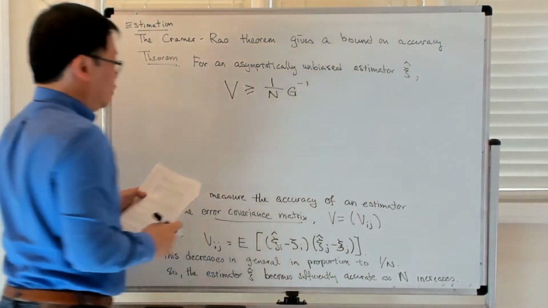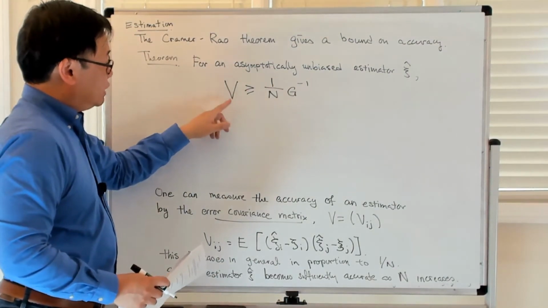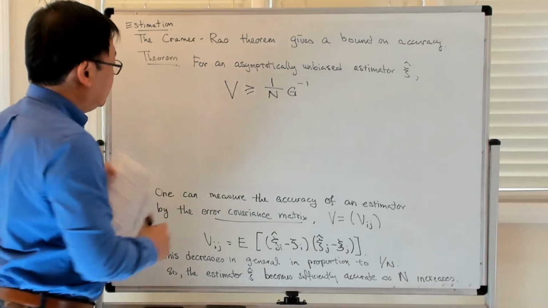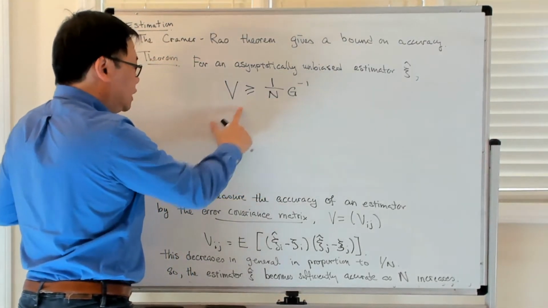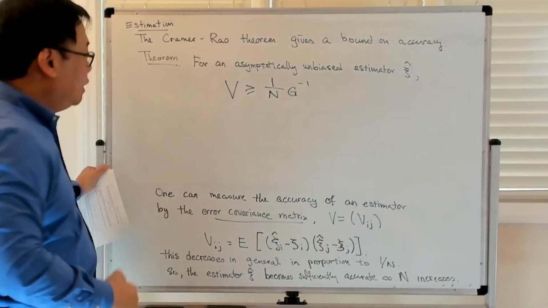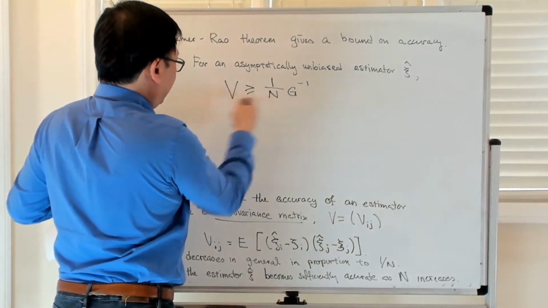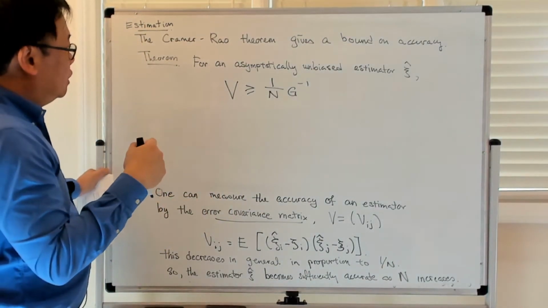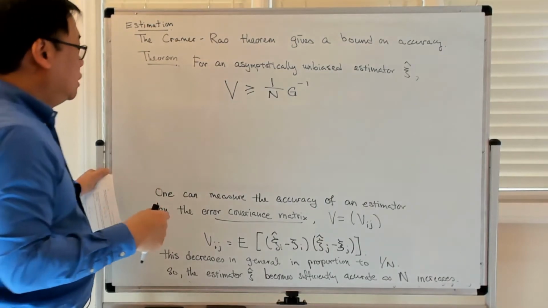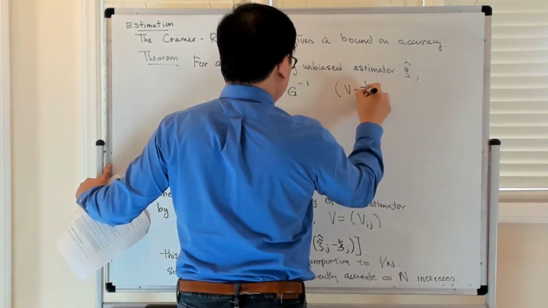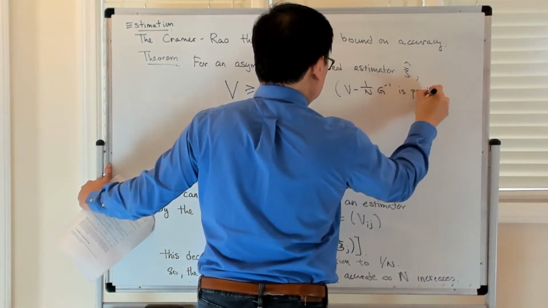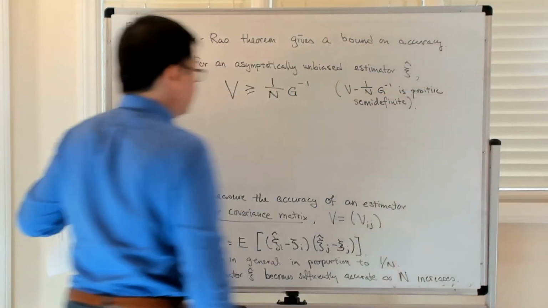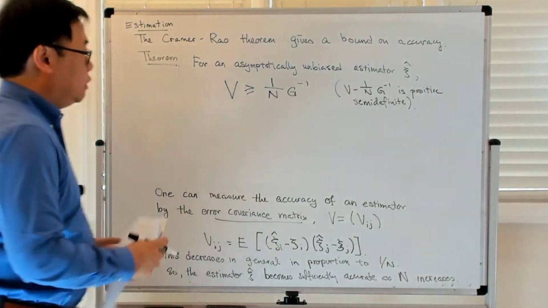A word is in order. When we talk about inequalities which involve matrices, V and G, where G is the Fisher information matrix, the first question you should ask yourself is, what do you mean by that? What you really mean is that when you take everything to the left and say some matrix is greater than or equal to zero, that matrix is positive semi-definite. So this is saying that V minus 1 over n G inverse is positive semi-definite. If you haven't seen a matrix inequality before, this is what you're really saying.